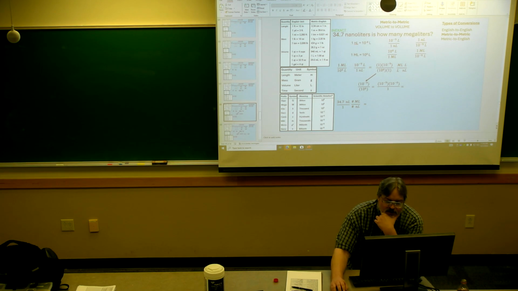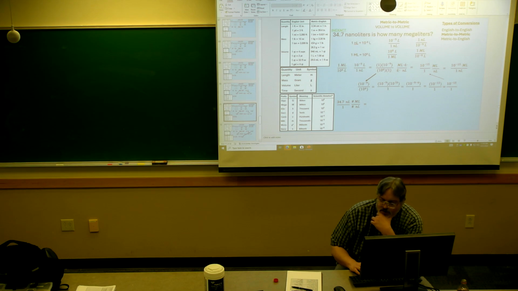I'm going to take these numerical values here, 10 to the negative 9 over 10 to the 6. I bring the 10 to the 6 to the top, so it's 10 to the negative 6. Keep going with your arithmetic. You get 10 to the negative 15. I'm going to leave it as 10 to the negative 15 on top with a 1 on bottom because I've got to incorporate it back into that conversion factor. So there's your conversion factor. 10 to the negative 15 megaliters is 1 nanoliter.